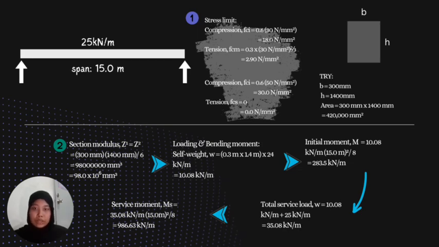And lastly, for the service moment, Ms, we get the answer is 986.63 kilonewton meter. As we know, the section modulus we get from the area of the beam divided by 6. For the self weight, we get from the area of beam times the density of concrete. Initial moment, we get from the self weight times span squared divided by 8, and total service load we get from the self weight plus the imposed service load. And then the service moment we get from the total service load times span squared divided by 8.